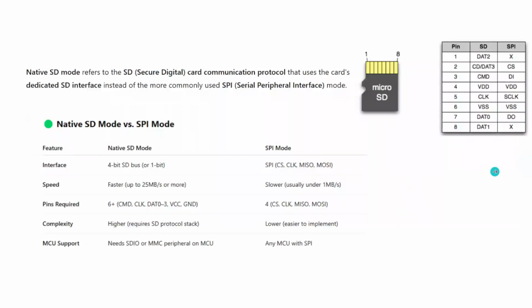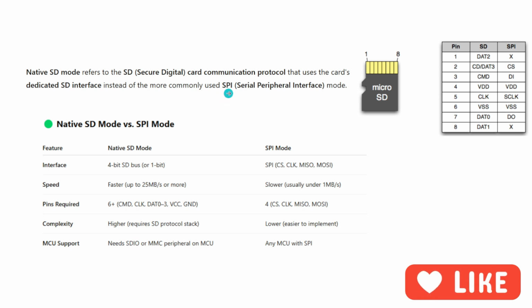Now let's go to the modes. As I said, the micro SD card has its own SD communication protocol, which is the Secure Digital card communication protocol, common in your mobile phones, cameras and all. But when you talk about embedded hardware, mostly we use the SPI serial interface, which is very easy to implement and straightforward.